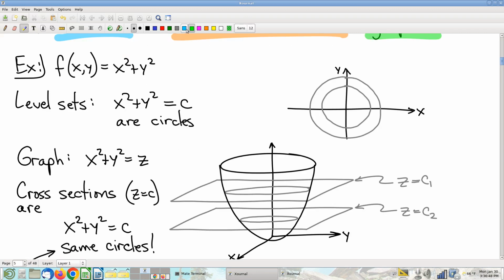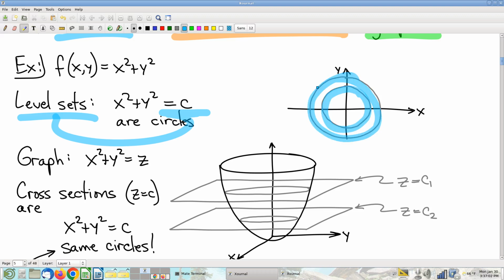Okay, so an example. Here is a function, and here we're taking the level set, setting it equal to a constant. We already studied that. That gives you circles. Actually, let me go ahead and trace those out. There we go. There's our level curves.